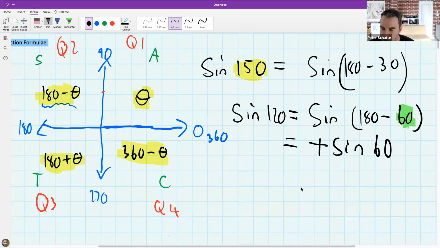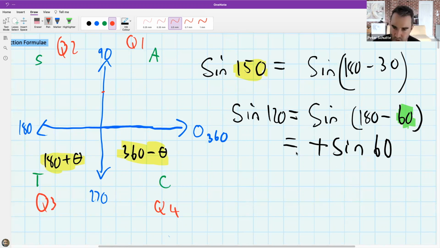I want you to check that on your calculator. Check that the sine of 120 is indeed the same as the sine of 60. And if it's true, give me a smiley face. If it's not true, give me an unhappy face. We do have to indicate positive signs, but I'll show you in a moment. Okay. So this is what we call a reduction. The sine of 120 can be reduced to the same as the sine of 60.